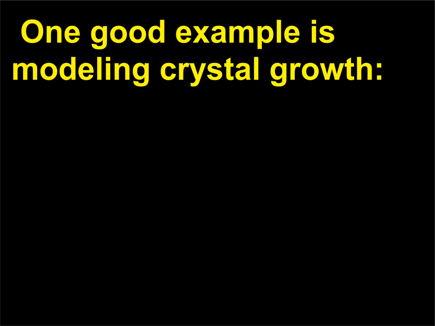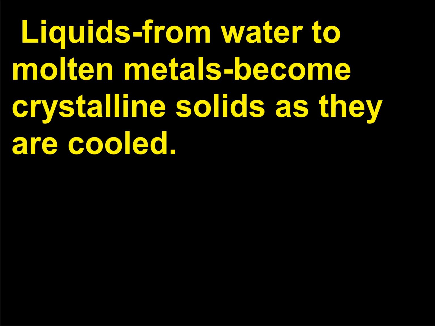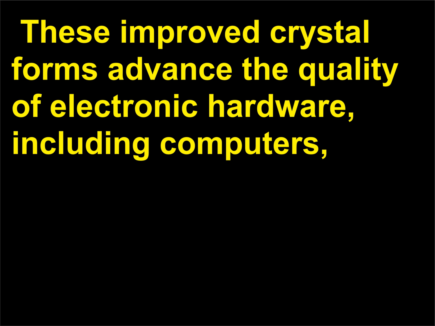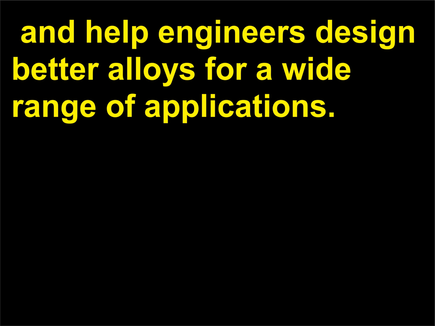One good example is modeling crystal growth. Liquids from water to molten metals become crystalline solids as they are cooled. Engineers can mathematically design software that helps in the manufacture of superior crystalline growth, especially for electronics and other industries. These improved crystal forms advance the quality of electronic hardware, including computers, and help engineers design better alloys for a wide range of applications.